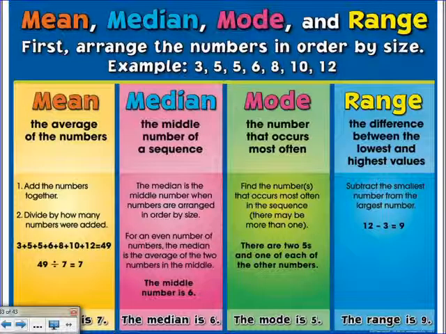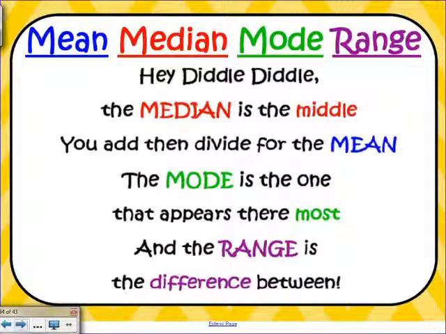Okay? Some people at school remember it like this. Hey diddle diddle, the median is the middle. You add, then divide for the mean. The mode is the one that appears the most, and the range is the difference in between. I don't care how you remember it, but when you get a question in the exam on a mean, median, mode and range, you need to be doing the right things with that set of data. Whether you remember it from riddles or revision sheets, that's up to you.